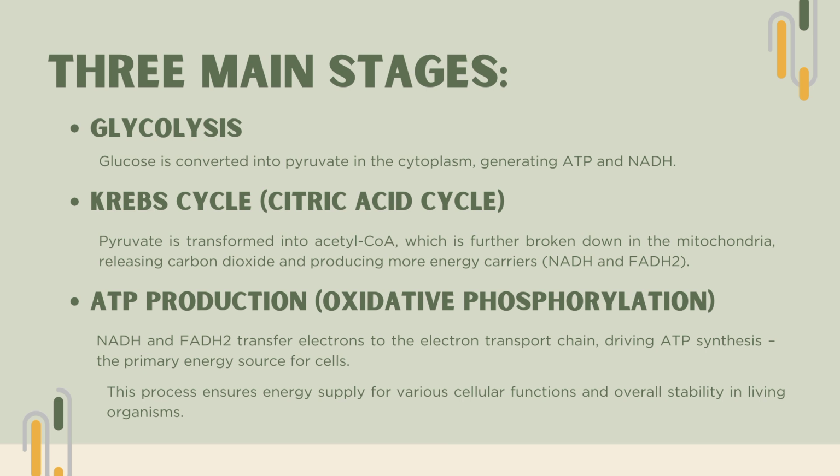and FADH2. The final stage of carbohydrate metabolism is ATP production through oxidative phosphorylation. During this stage, the NADH and FADH2 generated earlier donate electrons to the electron transport chain located in the inner mitochondrial membrane. This process creates a proton gradient which drives the synthesis of ATP, the primary energy currency of cells.